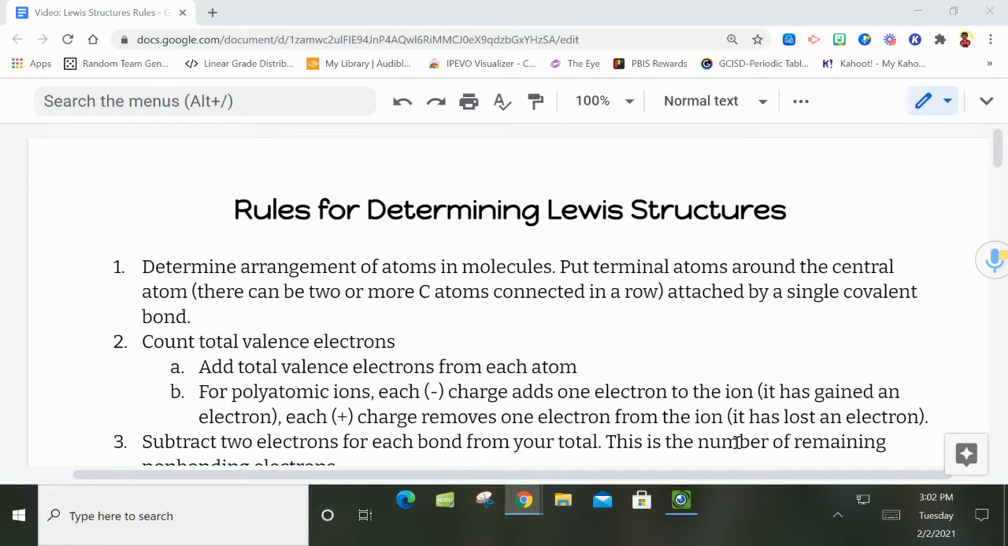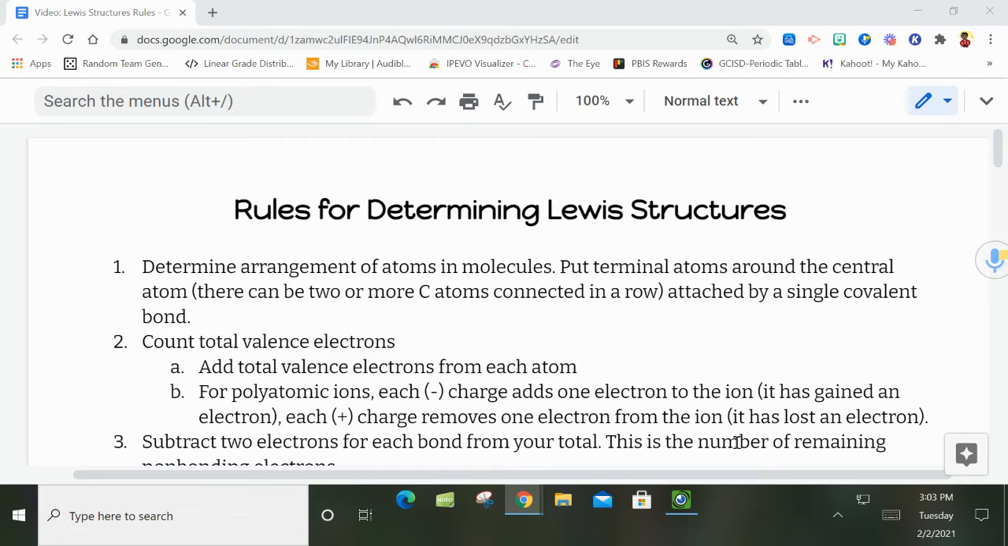We are going to do Lewis structures for covalent compounds. We're not going to do these for ionic compounds because there's a complete transfer of electrons, but we are going to do these for covalent compounds because the electrons are shared, whether they are shared equally, like in a nonpolar covalent bond, or unequally, like they are in a polar covalent bond.